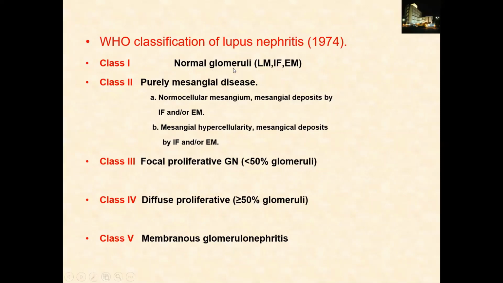Class 1, normal glomerulus by light microscopy, immunofluorescence, and EM. Class 2, purely mesangial disease, looks like IgA nephropathy, with mesangial hypercellularity and mesangial deposits by immunofluorescence and/or EM. Class 3 is focal proliferative GN with less than 50% of glomeruli affected. Class 4 is like class 3, proliferative GN, but diffuse, involving more than 50% of the glomeruli. And class 5 is the membranous glomerulopathy class.